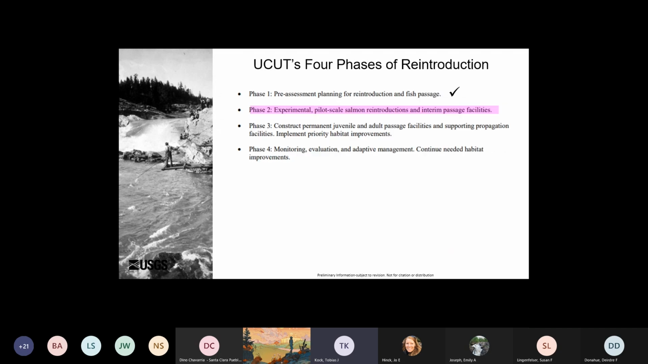In phase 2, UCUT is doing experimental pilot-scale salmon reintroduction, releasing both juveniles and adults in the blocked area, tagging those fish so that they can learn how fish are distributing, how they're moving, when they are moving, what kind of survival they are experiencing, and where they are congregating near dams, so that eventually interim fish passage facilities could be developed, and ultimately, in phase 3, where they should construct permanent fish passage facilities. And so I'll take a few slides just to talk about some of the phase 2 activities that are currently underway.